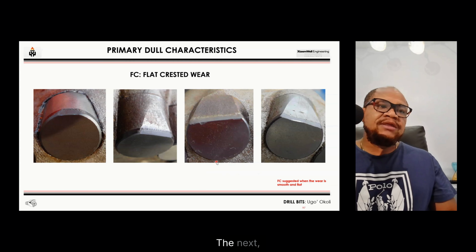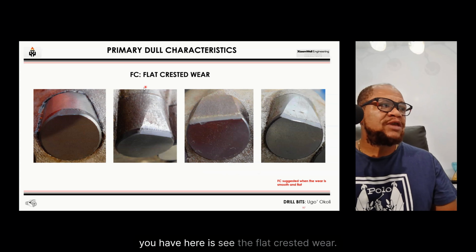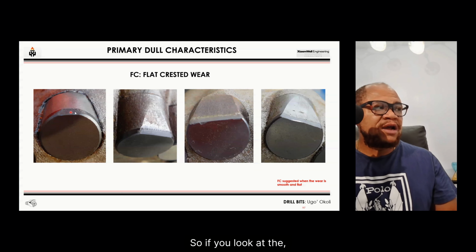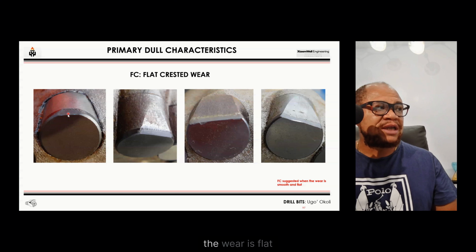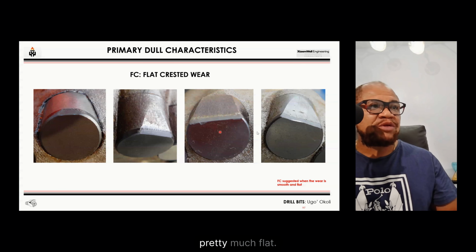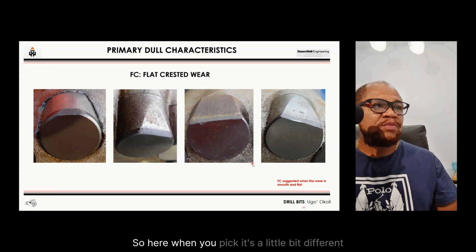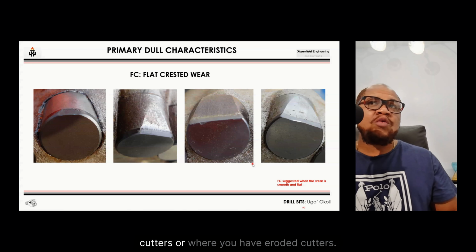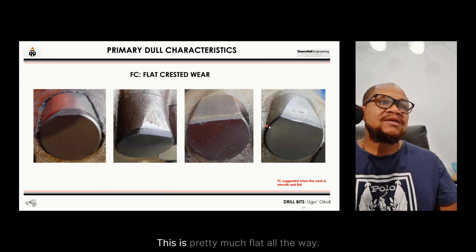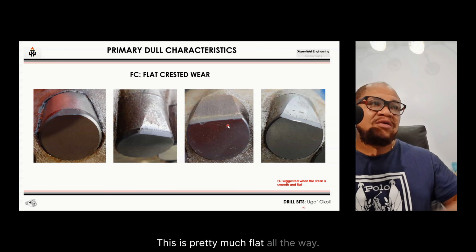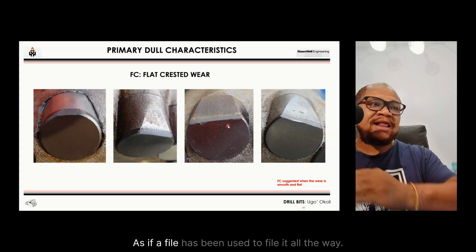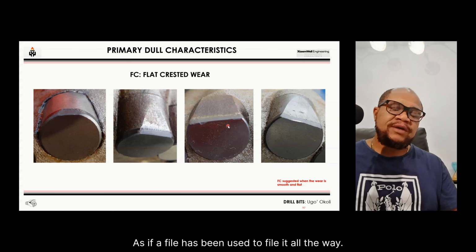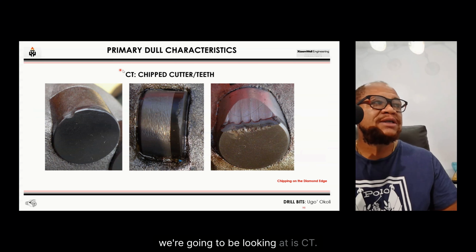body of the bit. The next you have here is the flat crested wear. If you look at the wear here, you see that the wear is flat and crested. It's pretty much flat. When you pick at it, you see it's a little bit different from what you're going to see when you have worn cutters or eroded cutters. This is pretty much flat all the way, as if a file has been used to file it all the way.